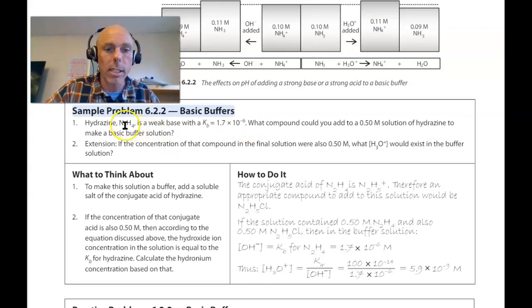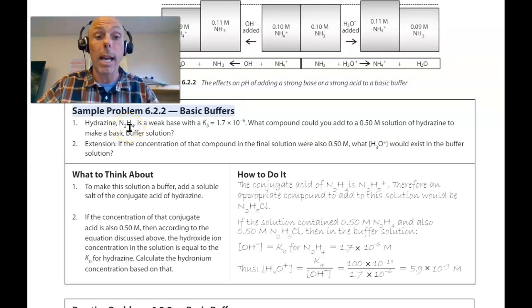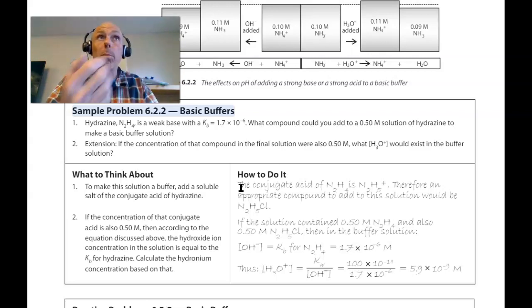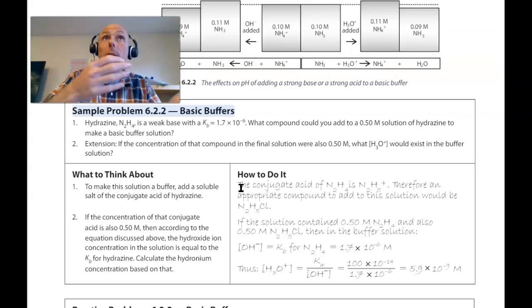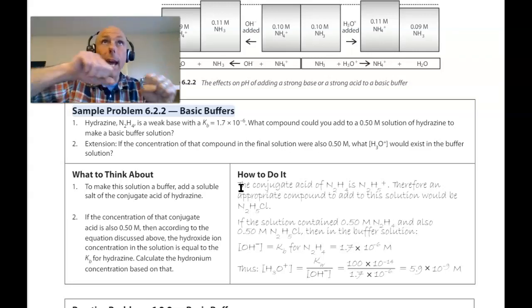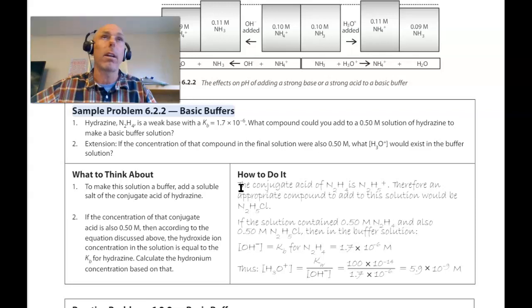Well, the conjugate acid of hydrazine needs one more hydrogen on it, and it would be positively charged. So N2H5 plus would be the conjugate acid. But you can't deliver a positive ion to solution. It has to come in a neutral compound. So we say, well, what negative ion could we deliver this positive ion with? Well, the answer is something that it'll be totally soluble with, chloride. Whenever you're wondering what anion to pair with a cation so it'll dissociate completely, pick chloride.